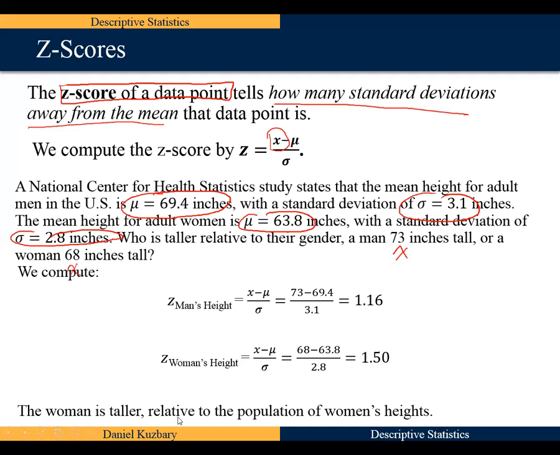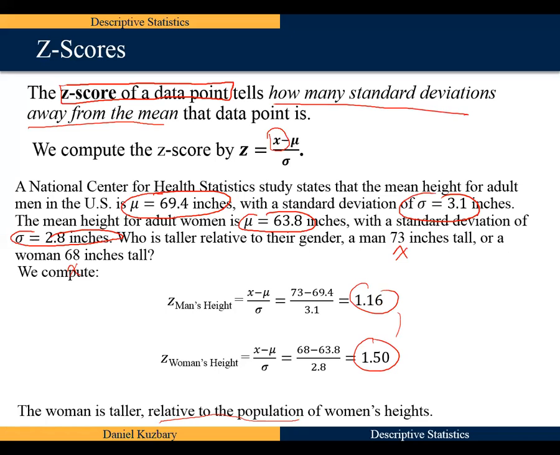So then we can say, relatively speaking, relative to the population, the woman is taller than the man because her z-score is bigger. When you subtract the mean and divide by the standard deviation, she's tall for a woman, or she's taller for a woman than he is for a man, is something you can say. So the z-score is really nice for comparing things like that.